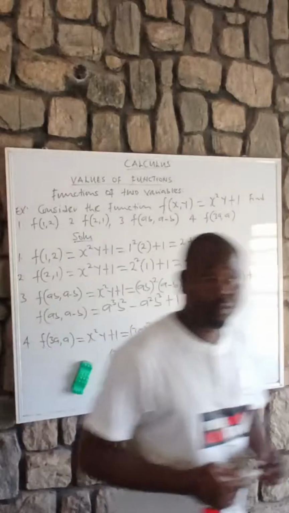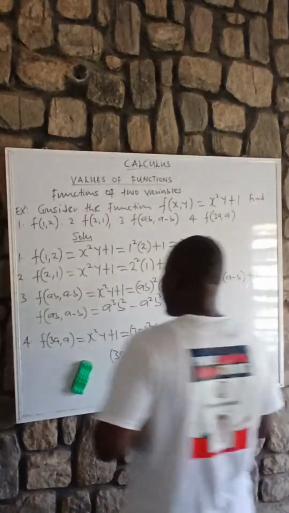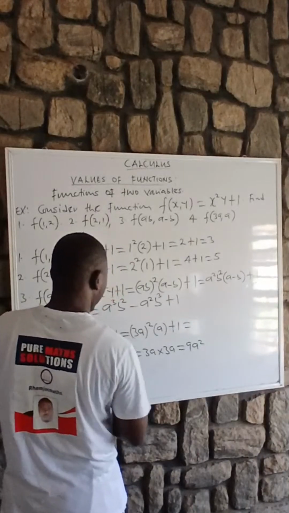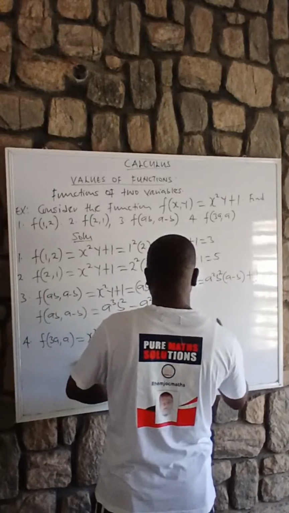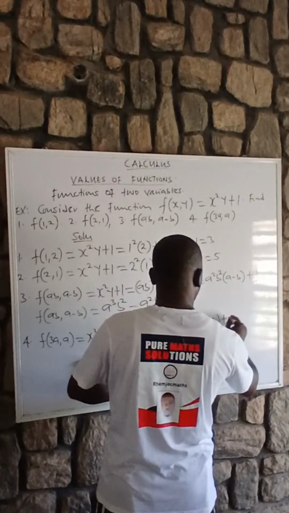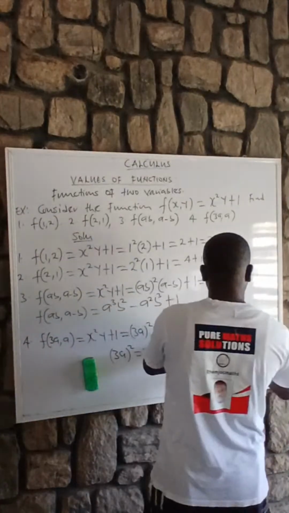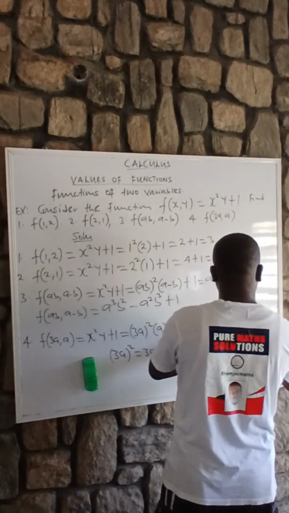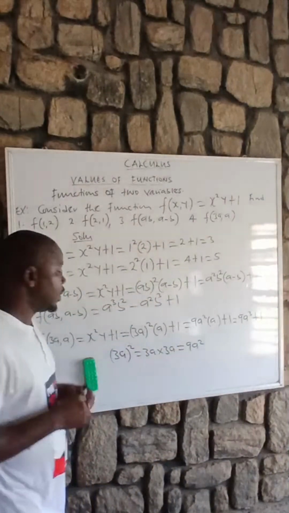True or false? True, right? Do you agree with me? Okay. So far, so good. So let's proceed. Here will be 9a squared, then times a plus 1. As you can see, 9a squared times a, we are going to have 9a raised to power 3 plus 1. This is the final answer.